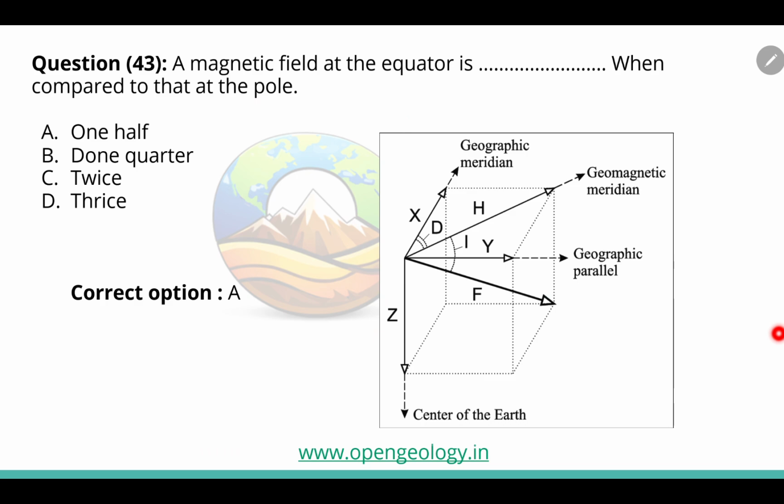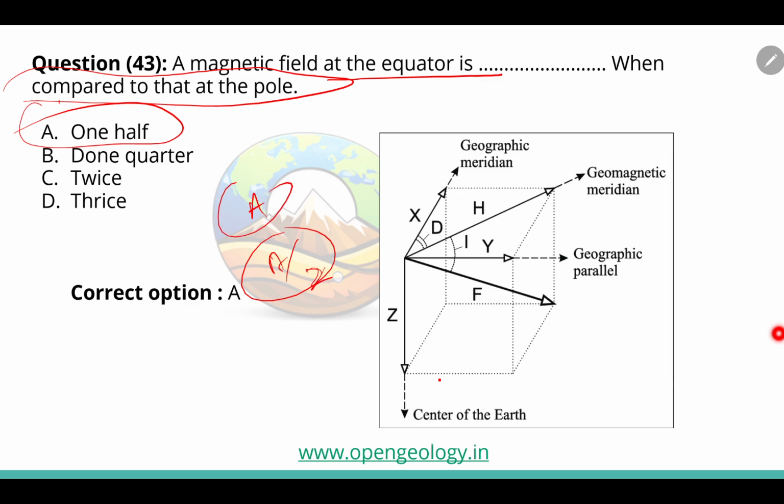Then, the magnetic field at the equator is how much compared to the pole? At the equator it is 1/2. If the pole has the magnetic field as A, the equator will have A/2, just half of that. You should learn the magnetic definitions like geographic meridian, geomagnetic meridian, geographic parallel, what is inclination, what is declination. All of these you should remember.